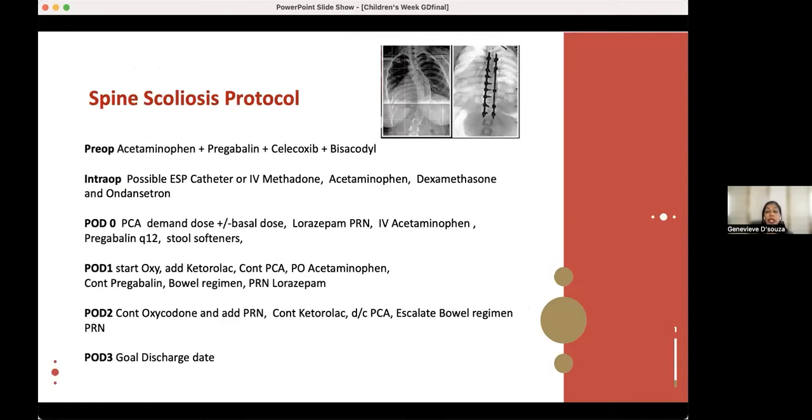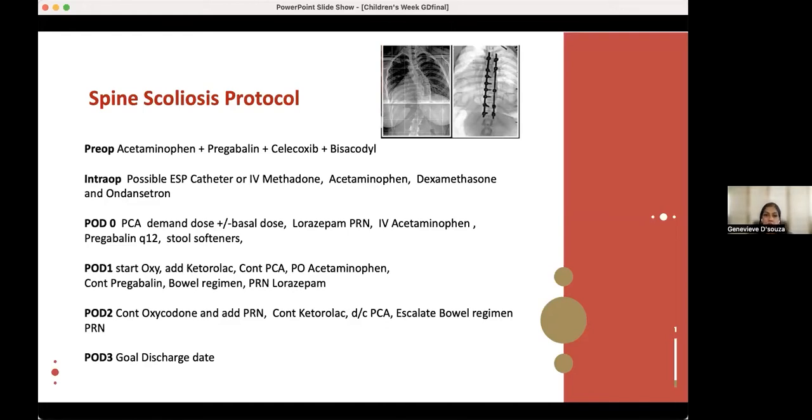So here I'd like to share what we do in our hospital with the spine scoliosis protocol. In the preoperative phase, when the patient comes into the hospital, they get either PO Tylenol or IV Tylenol. They get pregabalin, celecoxib, and bisacodyl. In the intraoperative phase, in the OR, it's either an ESP catheter, which is a regional catheter, or IV methadone. The ESP catheter is placed right next to the instrumentation, and this allows for less amount of opioids to be given. And if the patient is not a candidate for the ESP catheter, then they get IV methadone. And this allows for less IV opioids to be used.